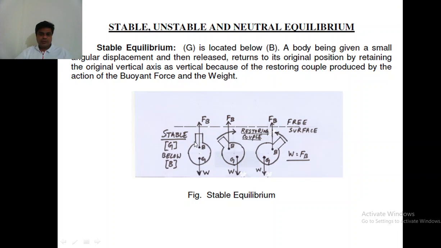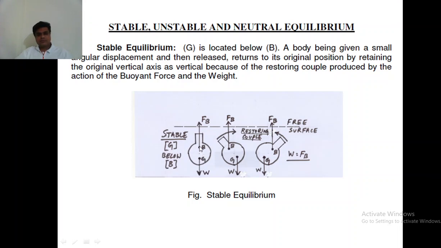Here we have the center of gravity of the object, G. The weight is acting at the center of gravity, and this is the buoyant force which is acting at B. We know that they are in the same line and in opposite directions. Here we are taking the stable condition, whenever the center of gravity of the object is below the center of buoyancy.